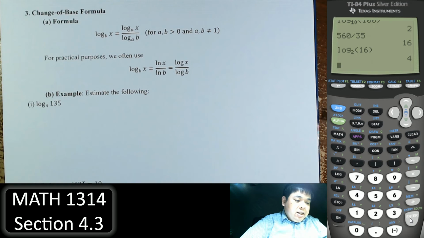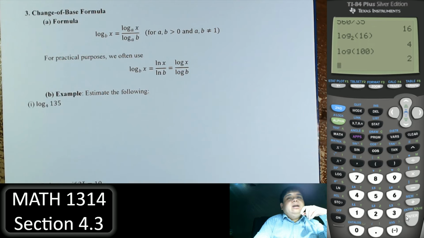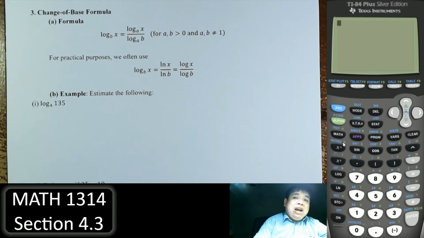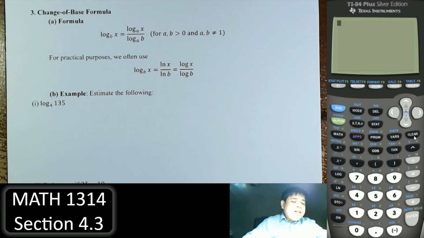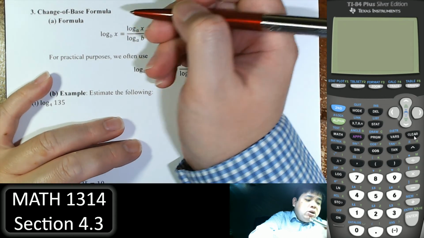Next, we have change of base formula. What happens if we cannot put this in a calculator? By the way, most scientific calculators have the ln, the natural log, and the base 10, the common log. But it may or may not have the log of a particular base. Bottom line is we may or may not have this option to enter that. So in that case, we just simply choose what we call the change of base formula.